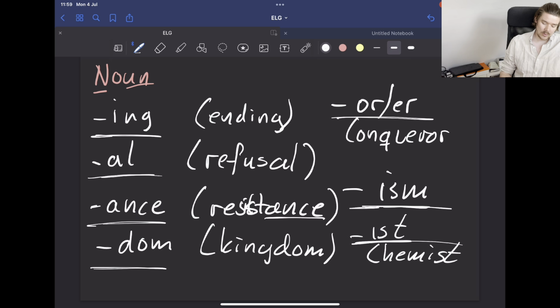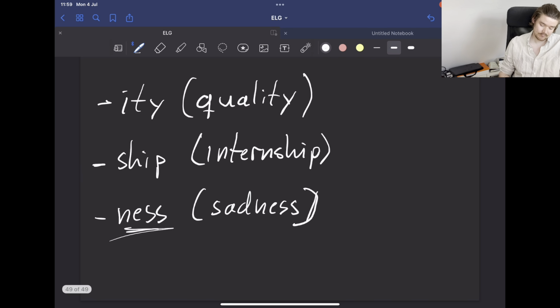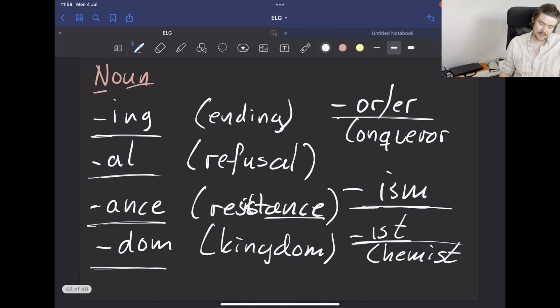And I'm sure when you look at this, you recognize, yeah, of course, ants, like resistance, like refusal and rebuttal, ing, like any verb form could take, like walking. Yeah. So I'm sure you recognize these, but know that these are morphemes that turn words into nouns.